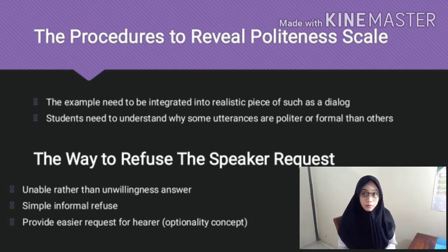The procedure to reveal politeness skill. For point A, the examples need to be integrated into a realistic piece of discourse, such as dialogue, and this will provide context in terms of social roles, goals, or etc., and can demonstrate the dialogue in a group or in a framework. For point B, students need to understand why some utterances are politer or more formal than others. This is useful to help the students to formulate requests appropriately.